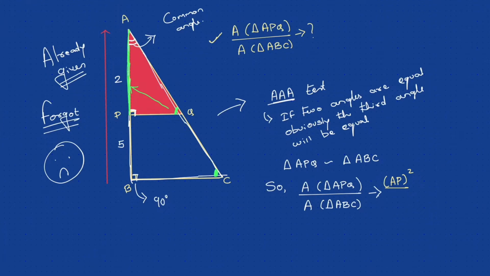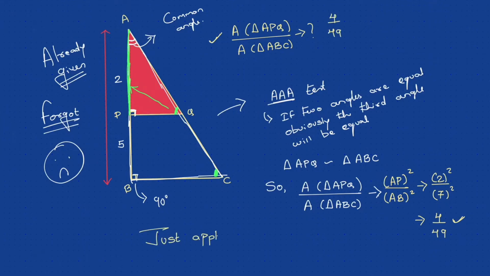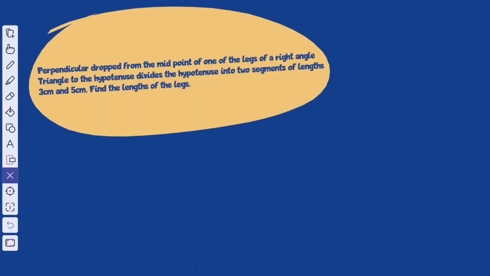And angle C in the bigger triangle ABC, the side opposite to angle C is AB, right? Just see the sides opposite to the angles which are equal and write them now. So the side squares will be equal, right? So 2 square upon 7 square, 4 by 49. This is just the result that we obtain after similarity. I told you the ratio of their sides, the square will always be equal to the ratio of their areas. That's it. So the answer for this comes out to be 4 by 49.